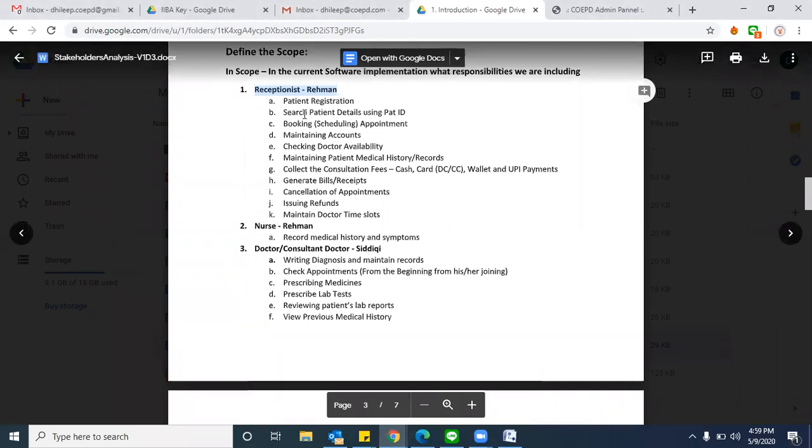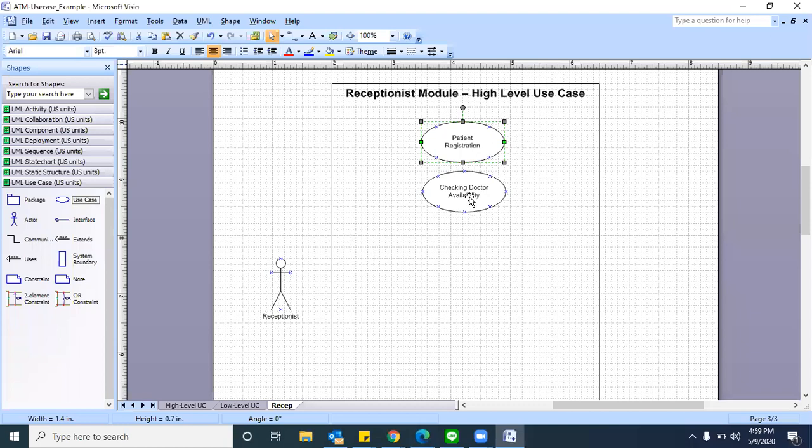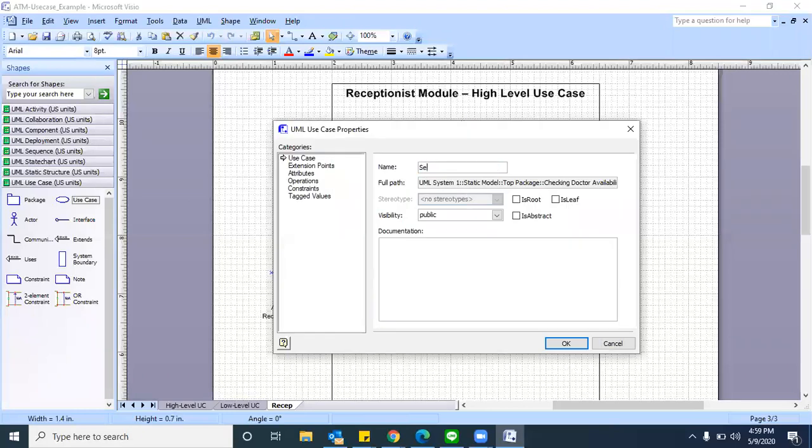You forgot to tell the search patient details. Search patient details is also one. Straight away you went to check doctor availability. Here we even have search patient details using patient ID. I have a sequence, I told you. Okay, fine. Tell me. This is search patient details, using patient ID.